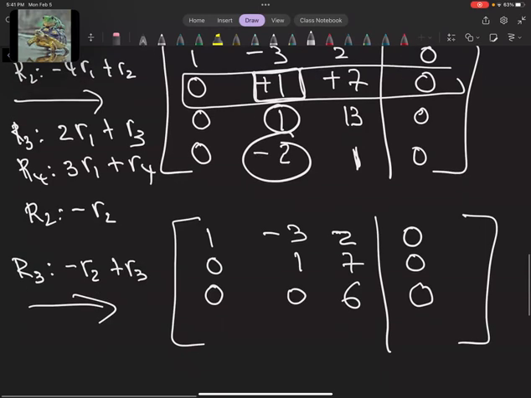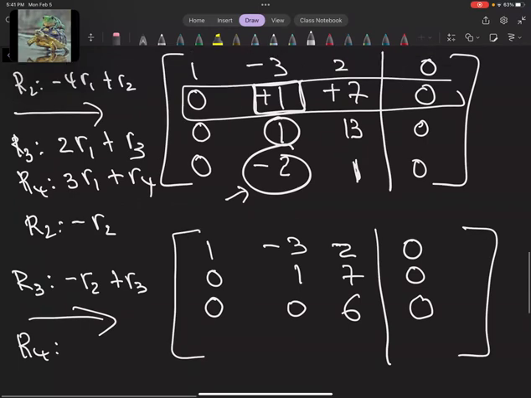And then for the next one, how do I eliminate this one? So row 4 is gonna be 2 times row 2 plus row 4. Thank you, guys. So now it's gonna be 0 because 2 times 0 is 0, so it doesn't change. 2 times 1 is 2, plus minus 2 is 0. 2 times 7 is 14, plus 1 is 15. And 2 times 0 is 0.